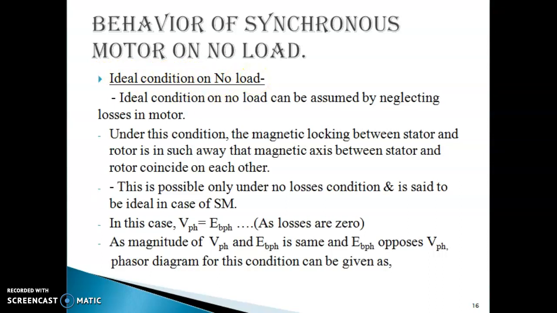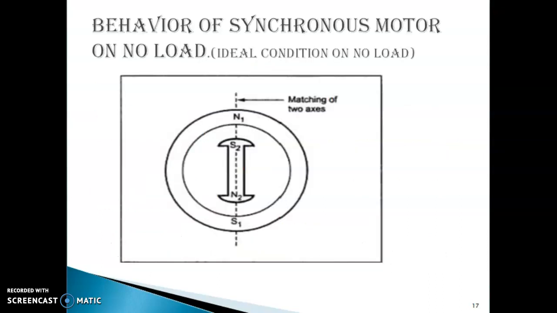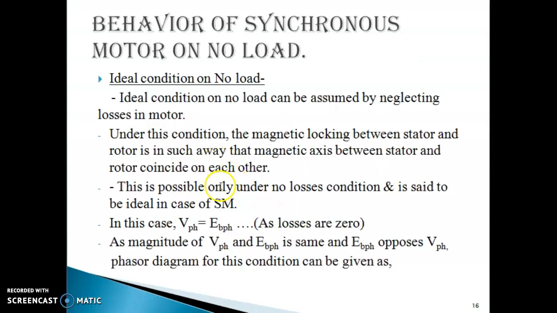So under this condition, observe this figure, if we don't have losses and we don't have loading also, the stator magnetic axis and rotor magnetic axis completely coincide with each other. This is the stator magnetic axis with the poles N1, S1, and this is the rotor magnetic axis with the poles S2 and N2. Now they are completely in alignment. No rotor is retarded back or falls back from the stator magnetic axis. Okay, they completely coincide. This is the ideal case in the synchronous motor, which we are going to discuss now.